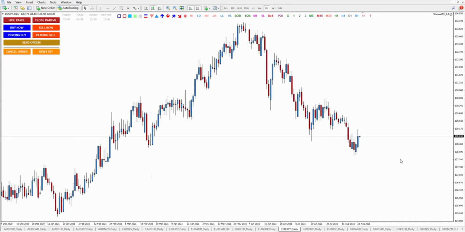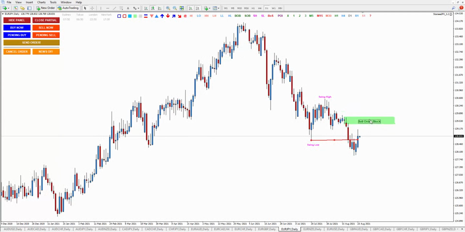Euro Yen is rather clear. Here is the swing high. This is the swing low, and this is the break of structure, and our order block is the last bullish candle before the breakout happened. So this is our sell order block here.